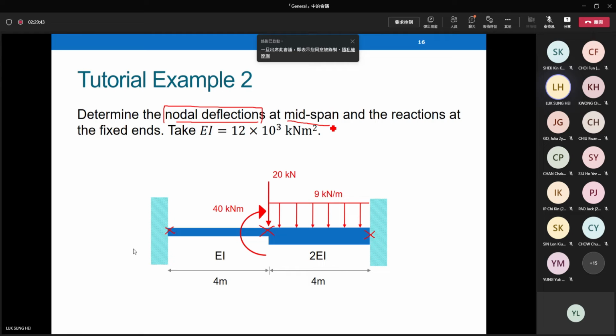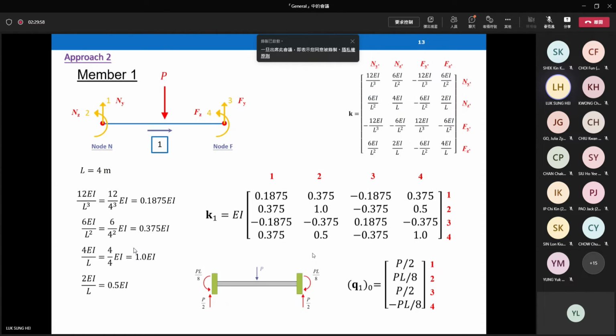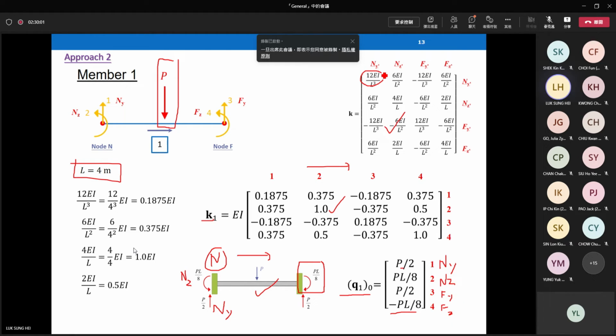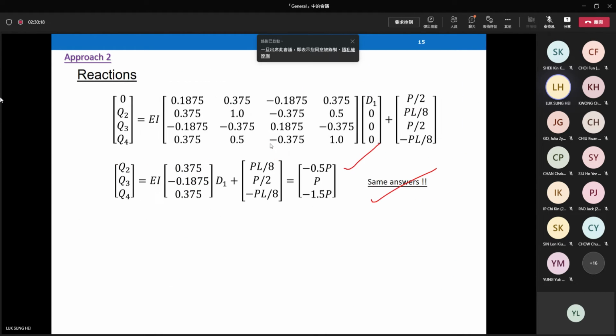And second, in this problem, you can see that the elements have different properties: EI on the left, 2EI on the right. For this case, you need to break it into two elements. It makes sense because when you use the element stiffness matrix here, you have no choice. You cannot put two EI into one matrix, right? So this matrix applies only for prismatic members, a member with the same cross section, same E, same I. Otherwise, you cannot use this matrix.